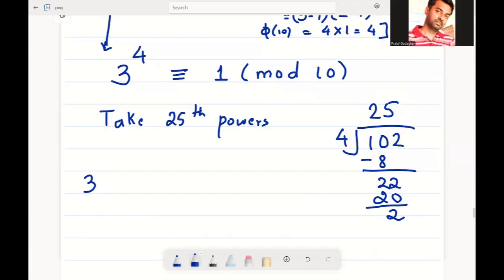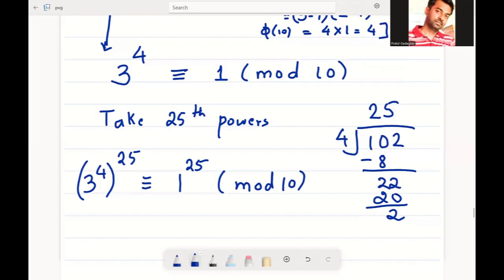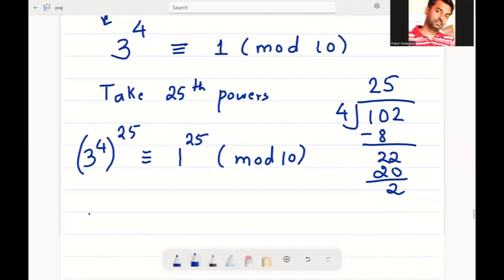102 is the power in the question, and 4 is the power that we have got here. So 3 raised to 4, raised to 25, is congruent to 1 raised to 25. I've raised both sides to the 25th power, modulo 10. And 3 raised to 4 to the 25 is 3 raised to 4 into 25, which is 100. It is congruent to 1 modulo 10.